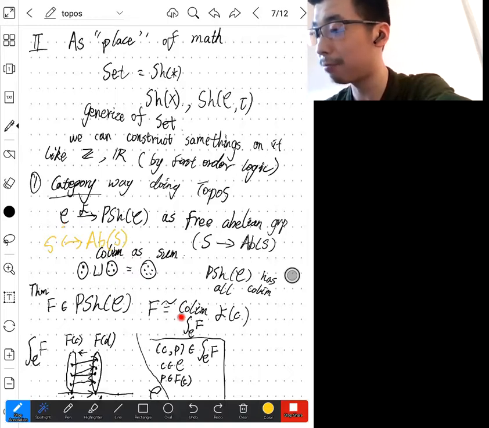But how do we get this colimit? This is a colimit over a diagram. There is a fancy diagram called the integral of C, the category of elements. What it is, I will explain.